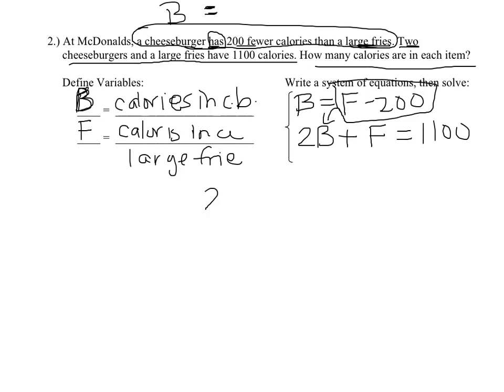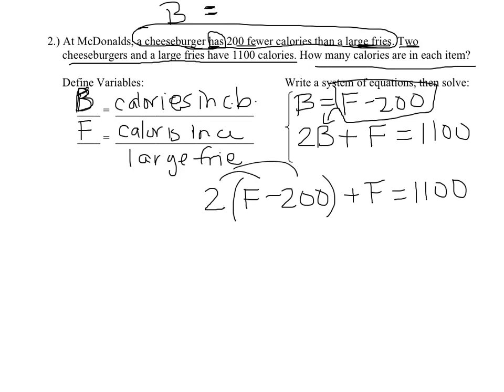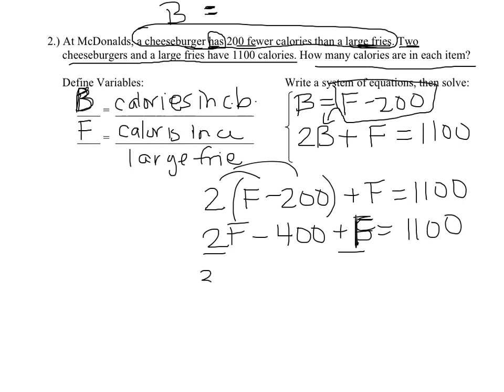So I'm going to do 2 parentheses f minus 200, close my parentheses, plus f equals 1100. Distribute. When I distribute, I'm going to get 2f minus 400 plus f equals 1100. Combine my like terms. 2f and f give me 3f minus 400 equals 1100.